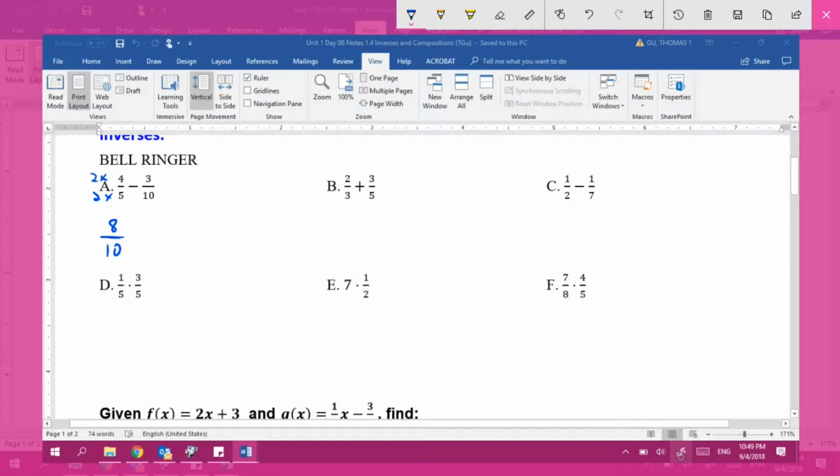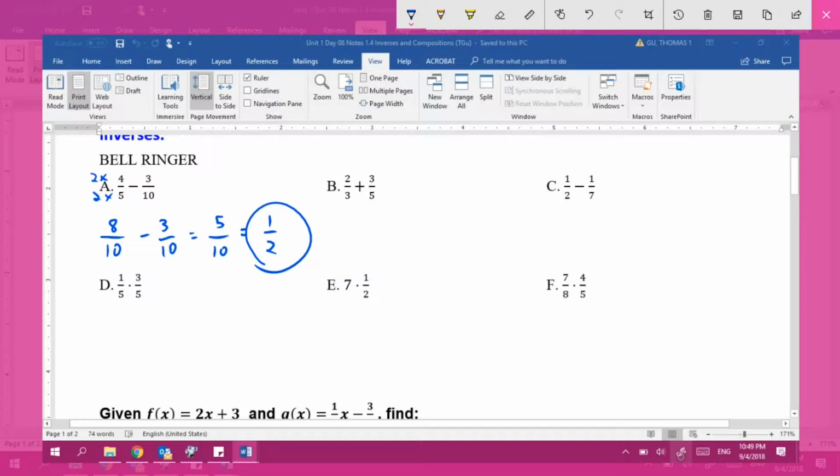Now I got 8 over 10 minus 3 over 10. Now the denominators are the same, so we can just subtract. So we're just going to do 8 minus 3 on the top, that's 5. And the denominator stays the same when you add or subtract. But now we can reduce this further into 1/2, and that is my final answer.